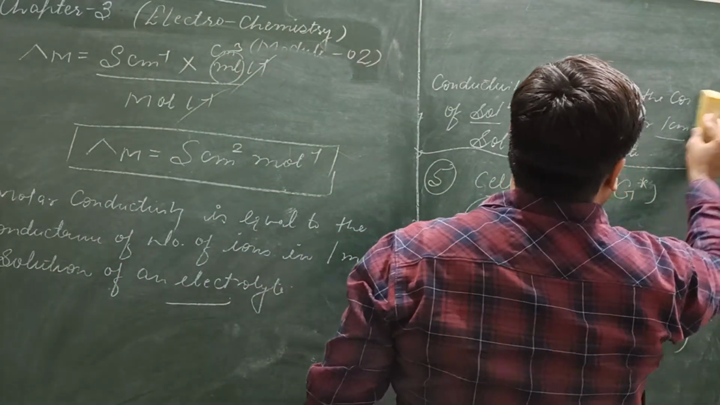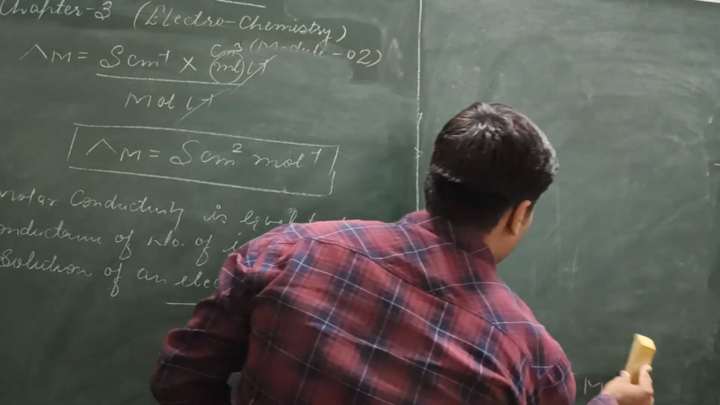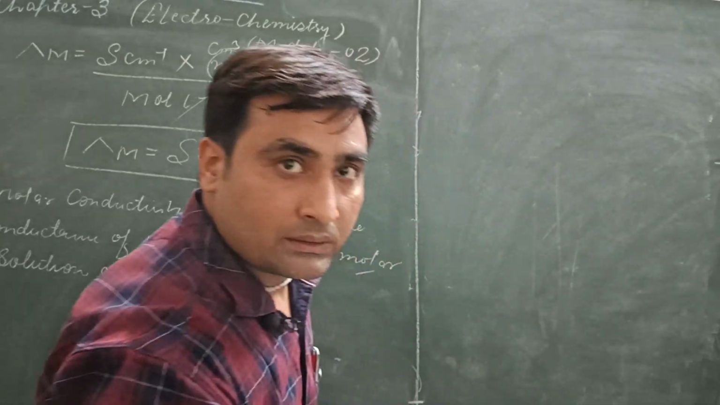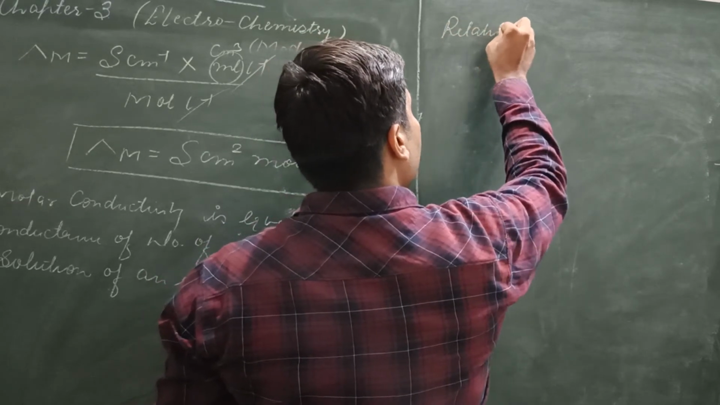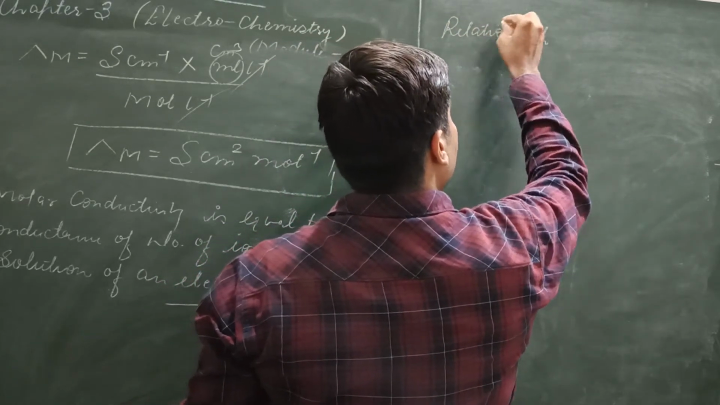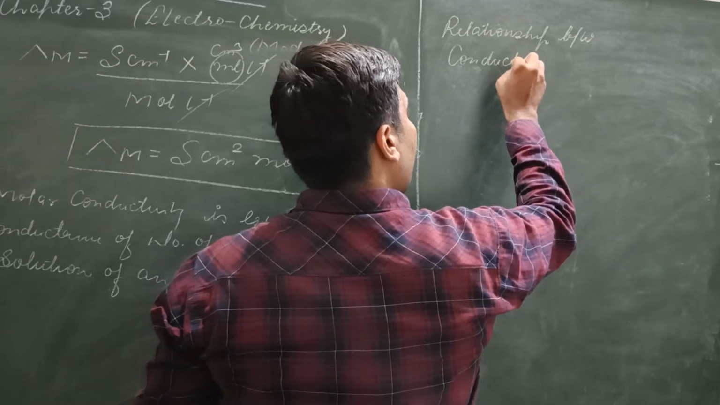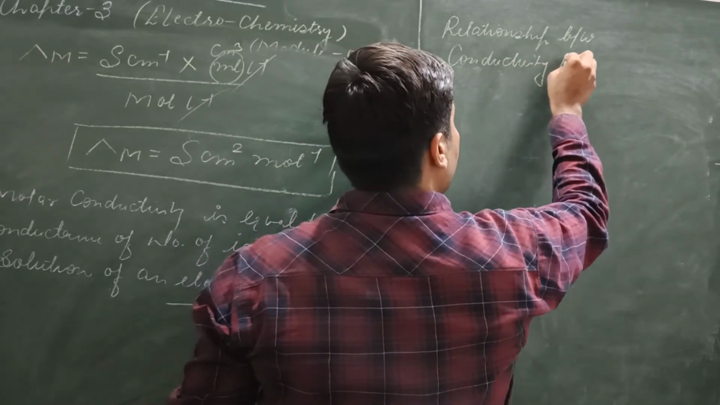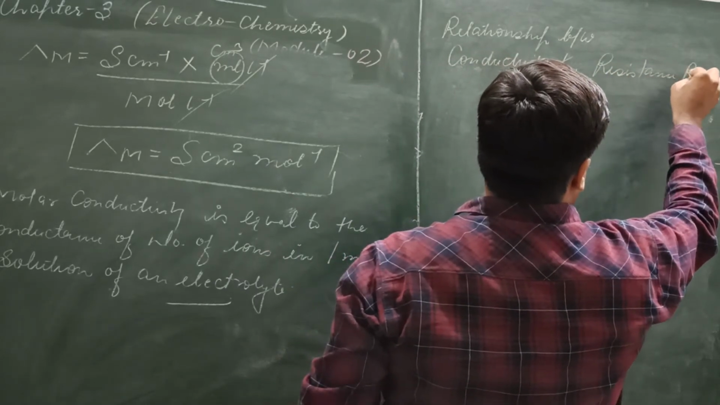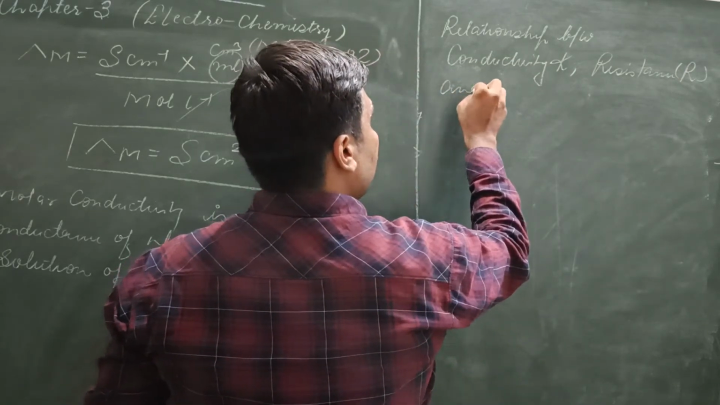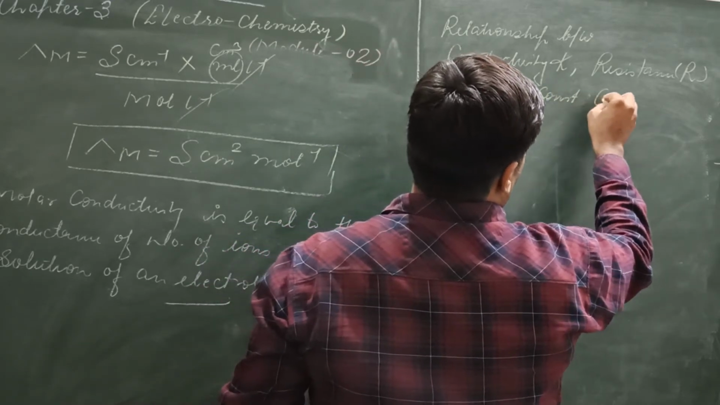Now, there is one question that has been asked in board exams a number of times. The question is: what is the relationship between conductivity kappa, resistance R, and cell constant G star?